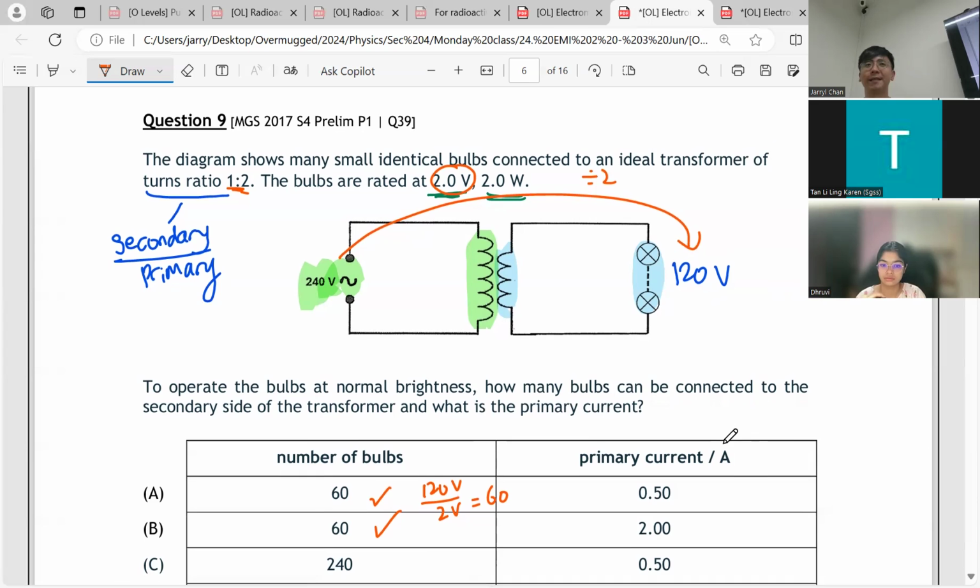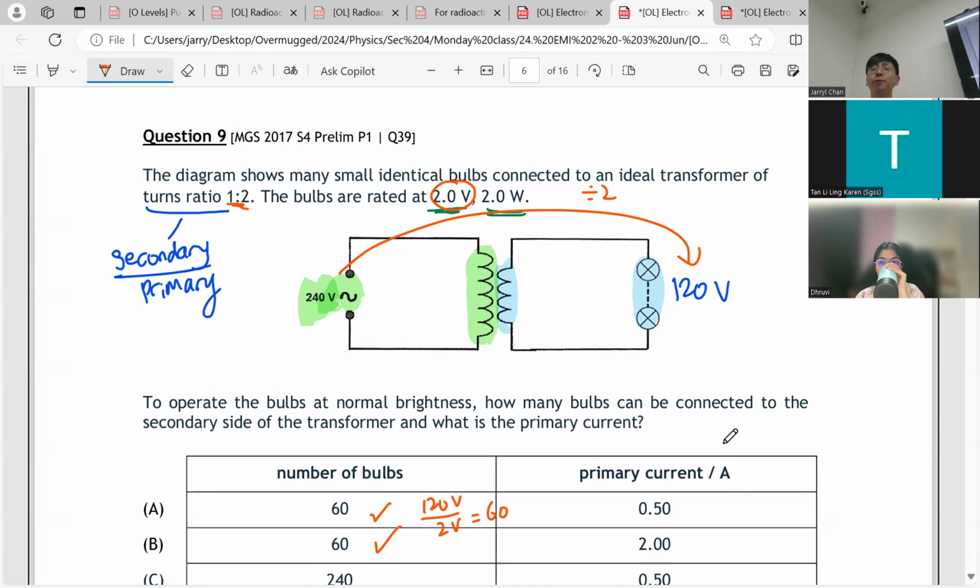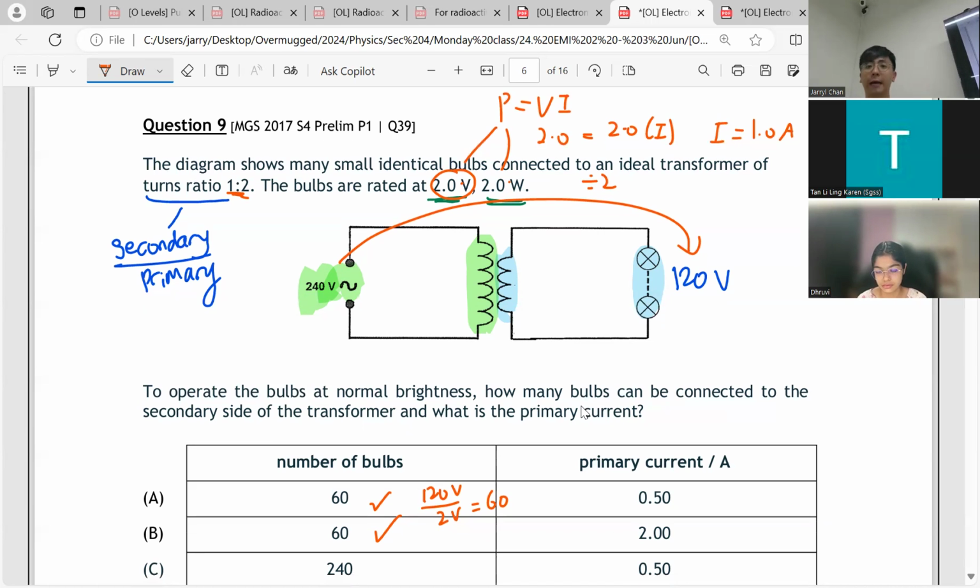Can I find the currents that will be flowing through the secondary coil? What will be the current flowing through each bulb? The current flowing through each bulb from this 2 volt and 2 watts, right? What can I find? P equals to VI. So power equals to 2 times I. I can calculate current to be 1 ampere. Current in secondary coil, therefore, is going to be 1 ampere.